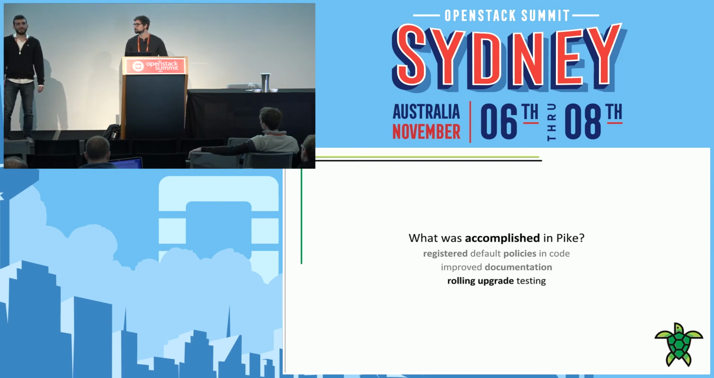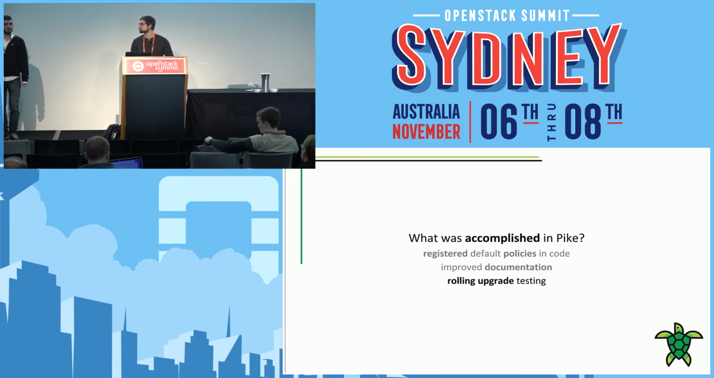We've also introduced rolling upgrade testing. So this brings us one step closer to saying that we fully support rolling upgrades. All that's left is a minor test case, which we do not cover with regards to stable branches.